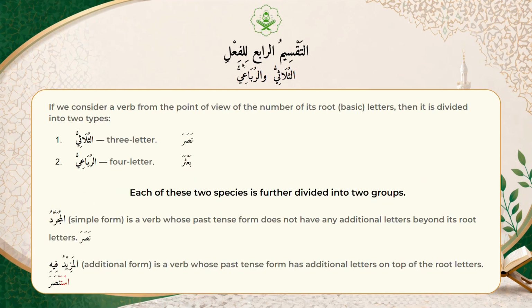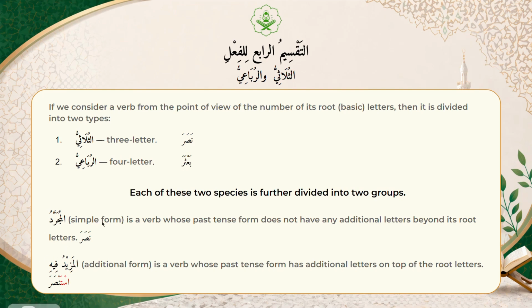And the fourth, التقسيم الرابع, the fourth classification, is based on the root letters. A verb can have 3 root letters or 4 root letters. For example, نصر, nun, sad, ra, are the actual root letters of the verb. And for rubai, 4 root letters, like بعثرة, for example, right? Each of these types, ثلاثي and رباعي, can have either مجرد or مزيد فيه.